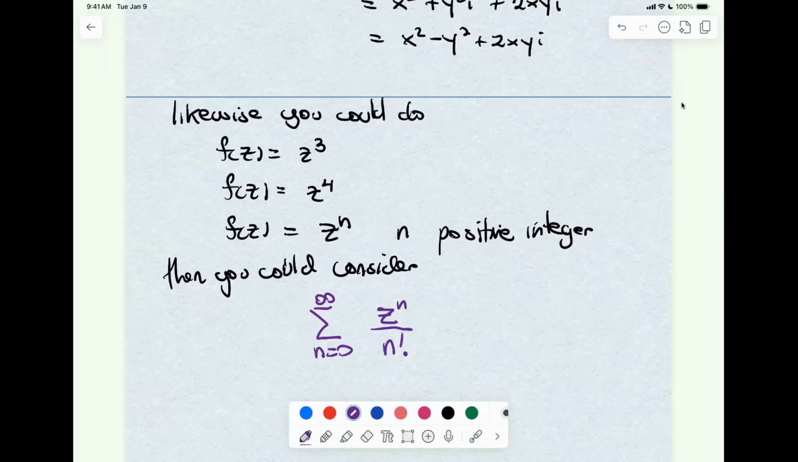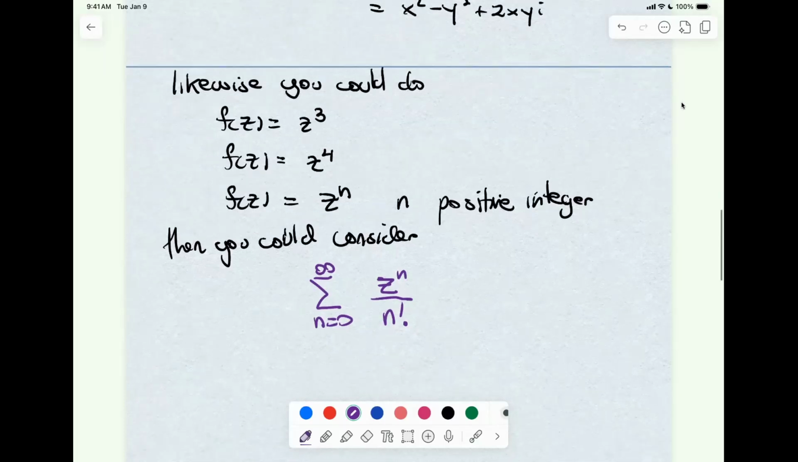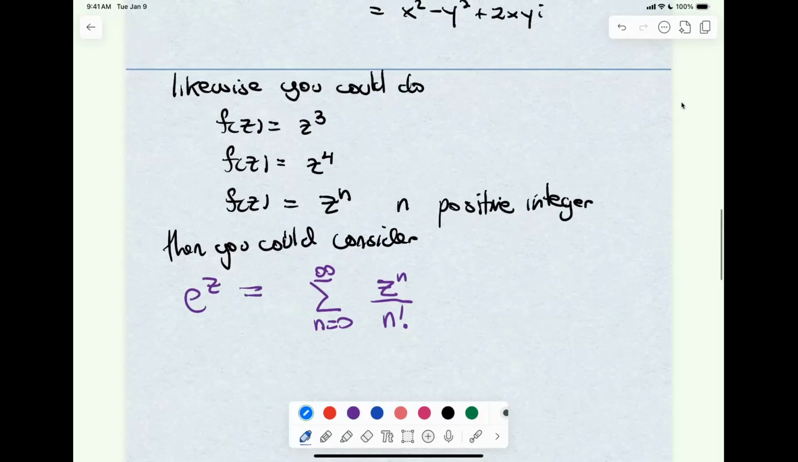Then you might as well call this e to the z, because why not? So this is the definition. When you think about it, e to the z is just defined as whatever this is, by definition. There are other ways to approach this, but this is definitely a legitimate way to do it. So for e to the z, I'll put here "defined," just to emphasize that this is what I mean by e to the z.